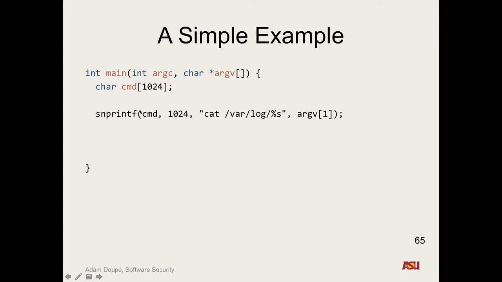So this is going to create in cmd the result: cat space /var/log/ whatever the user types in. And then because we're really good programmers, we know that C strings have to end with a 0. So here we're setting the last byte, the 1023rd byte, to be 0, making sure we're null terminating this string. And then we call system with this command. Seems reasonable. This is how we would write it.